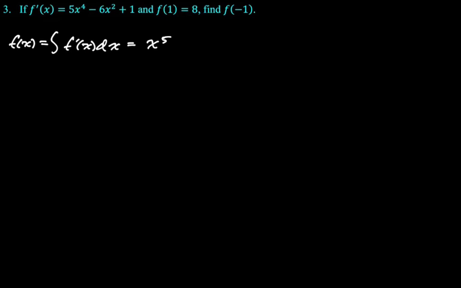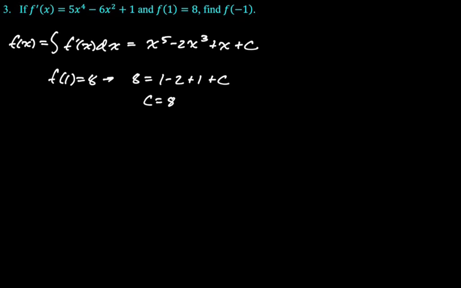So we integrate, we get x to the 5th. We get negative 6 over 3, which is negative 2x cubed, and then we'll get a plus x, and then we'll also get a plus c. So we need to solve for c. We know that f of 1 is equal to 8. So when we plug in, we get 1 minus 2 plus 1 plus c is equal to 8. So that means that c is just 8. So we actually know f of x. F of x is x to the 5th minus 2x cubed plus x plus 8.